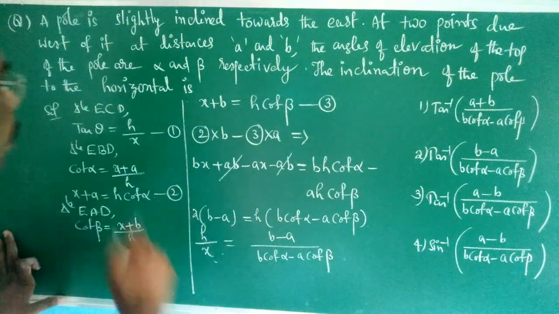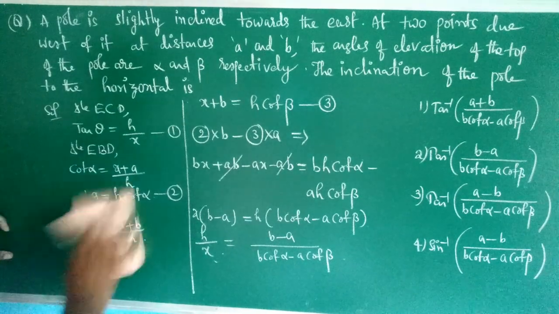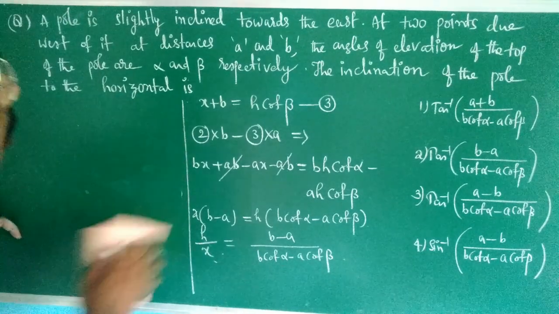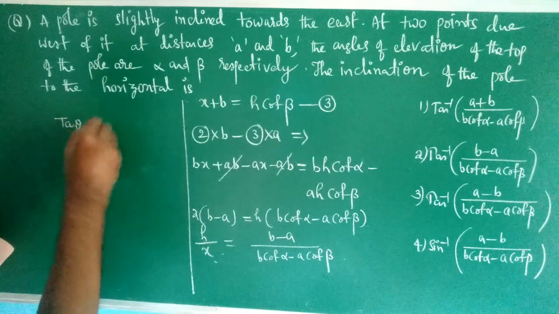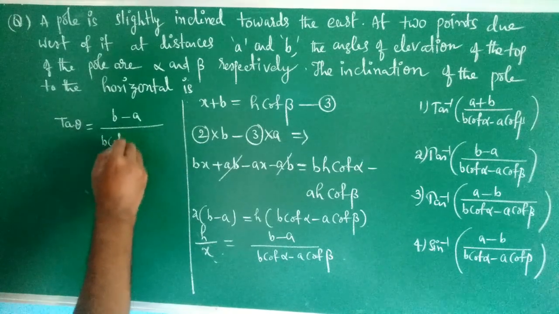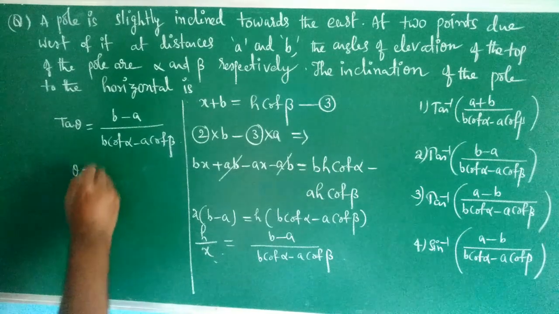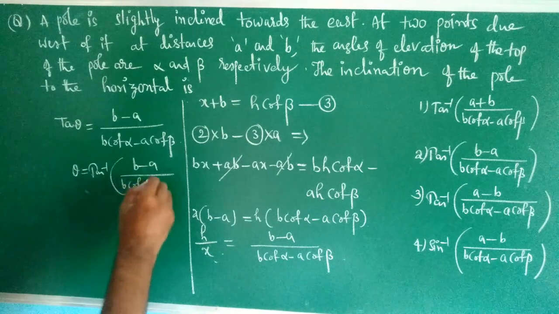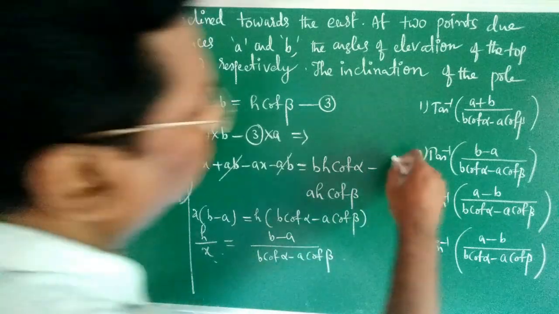Now from equation 1, h by x is equal to tan theta. Now tan theta is equal to b minus a by b cot alpha minus a cot beta. Now theta is equal to tan inverse of b minus a by b cot alpha minus a cot beta. Now option 2 is the correct one.